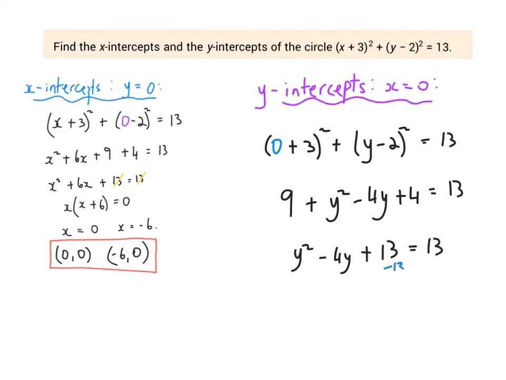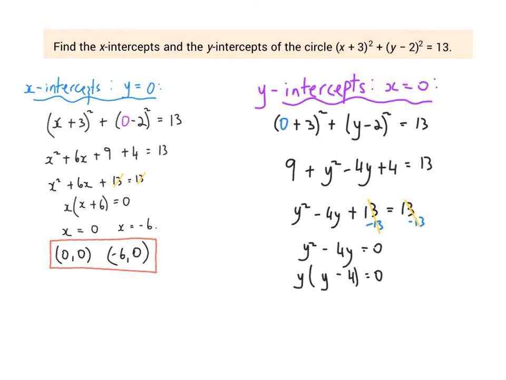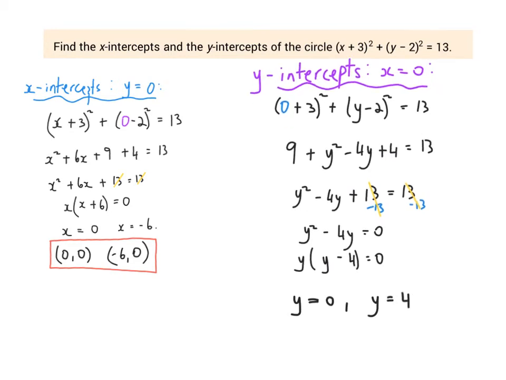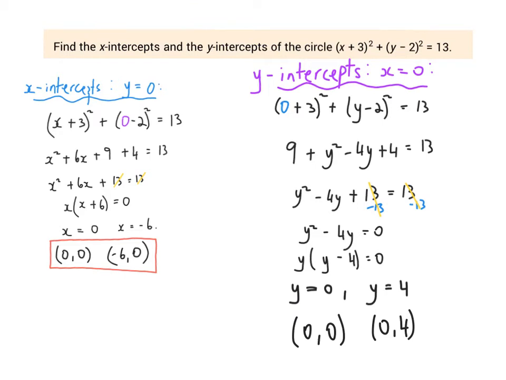Again, subtracting 13 from both sides and they cancel. So y squared minus 4y is equal to 0. So factorising out the y, we have y times (y minus 4) equal to 0. And so solving for y, that gives us y equal to 0, y equal to 4. And so our two coordinates for the y-intercepts are, again, (0, 0), and here we have x equal to 0 and y equal to 4. So there are the coordinates of our y-intercepts.